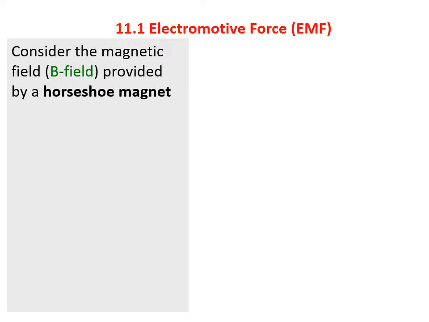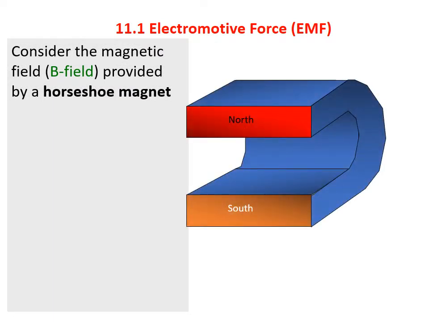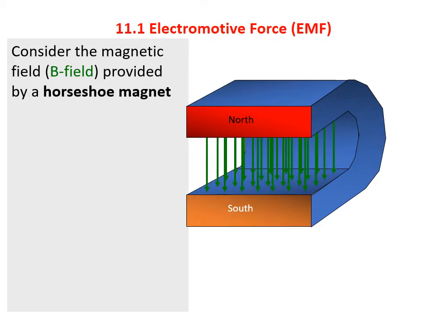All right, electromotive force, EMF. Please note, it's not really a force, but I am going to talk about a real force on this slide. So we'll consider a magnetic field, a B field provided by a horseshoe magnet. In the horseshoe magnet, or any type of magnet, the field lines are represented out of the North Pole going into the South Pole.